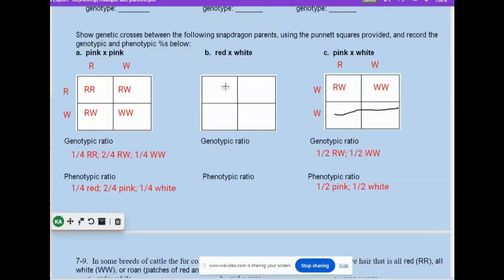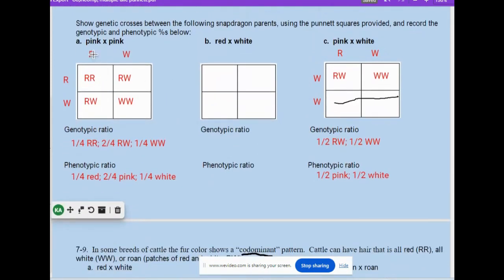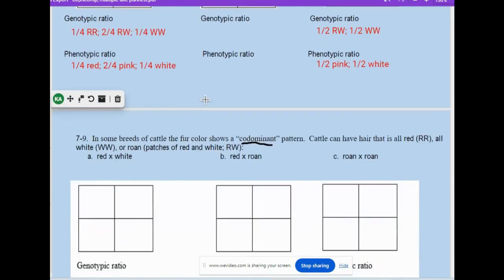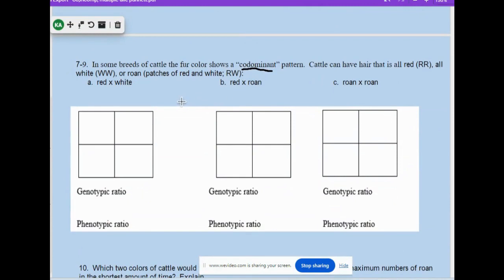Because with incomplete dominance, they blend together. RW blends together to make pink. Where in codominance, if you get the RW genotype, it's not going to be pink. It's going to turn into red and white. You're going to get both traits together.